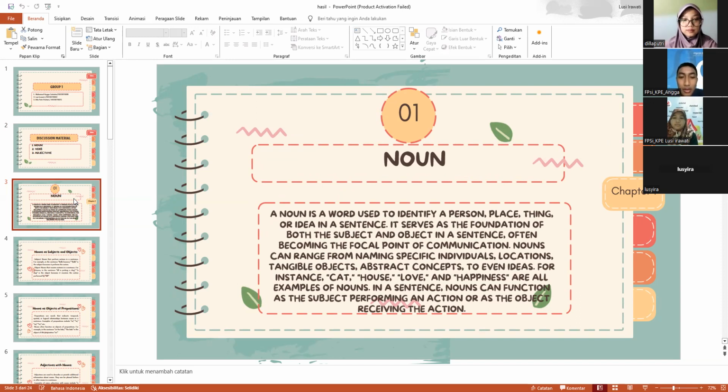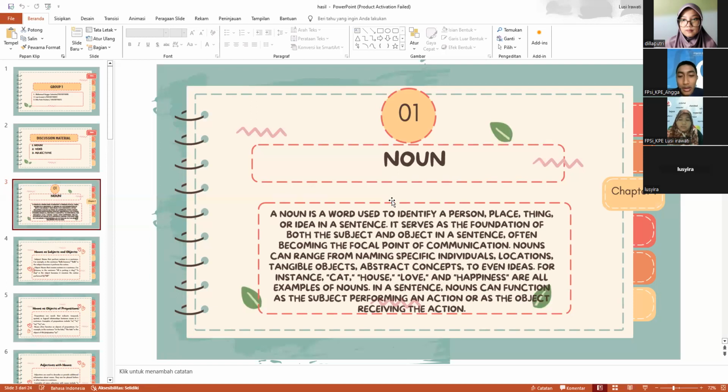A noun is a word used to identify a person, place, thing, or idea in a sentence. It serves as the foundation of both the subject and object in a sentence, often becoming the focal point of communication. Nouns can range from naming specific individuals, locations, tangible objects, abstract concepts, to even ideas. For instance, cat, house, love, and happiness are all examples of nouns.